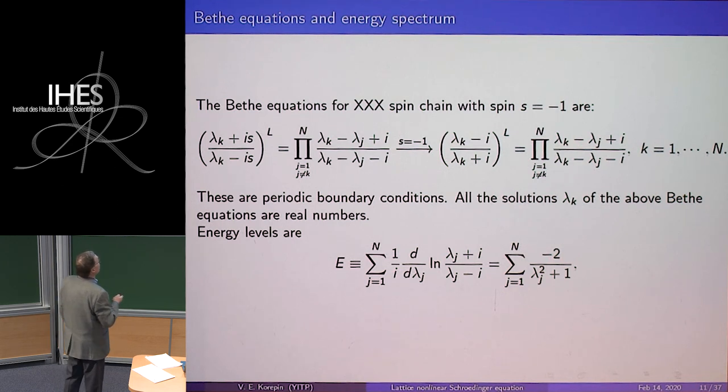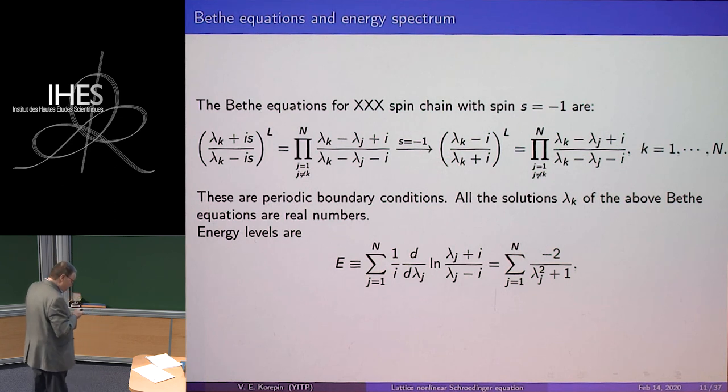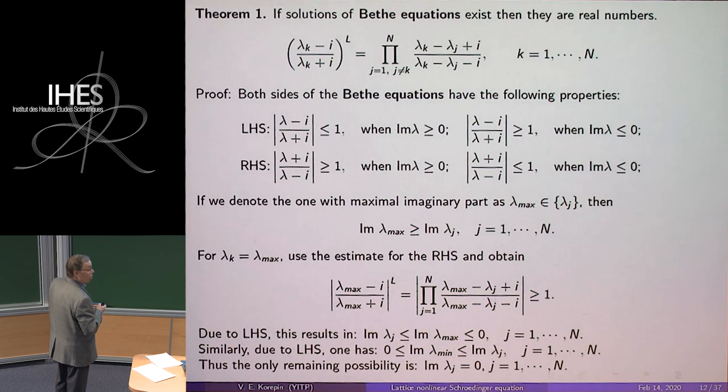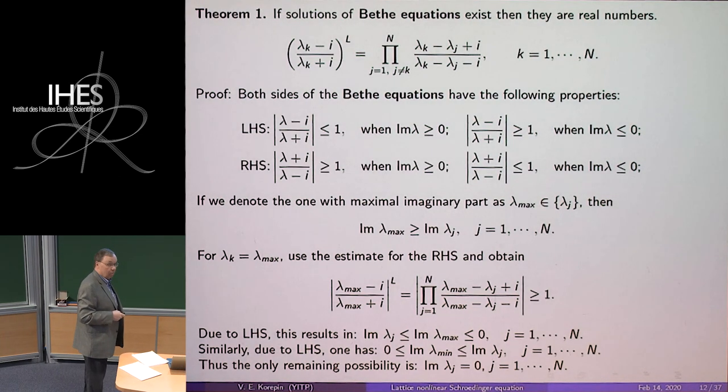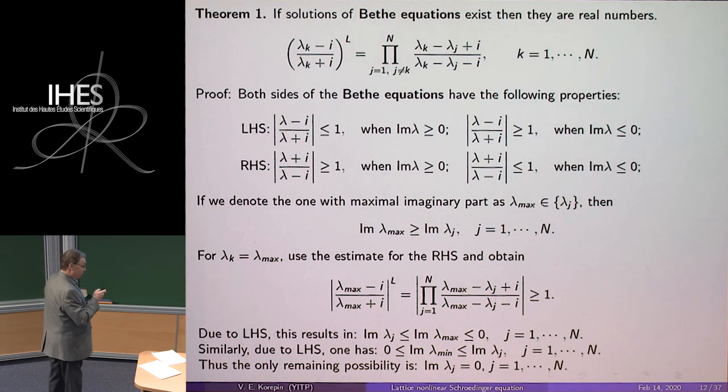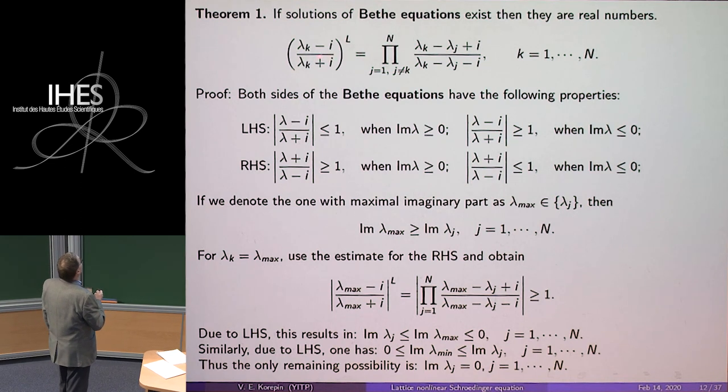Let's study the Bethe ansatz equations for a while. We can prove three different theorems for this Bethe equation. So let's prove the theorems. Do I have time for proof of the theorems? Absolutely. Okay, 15 minutes.